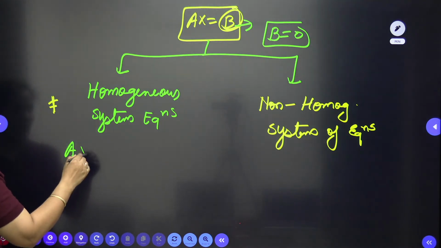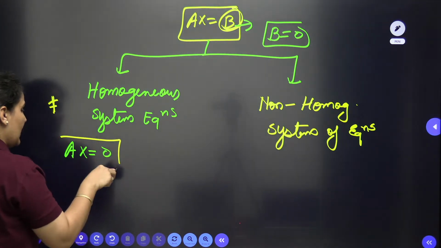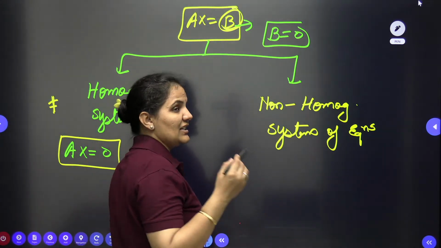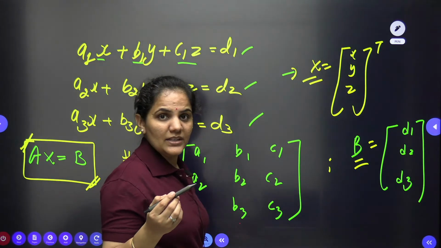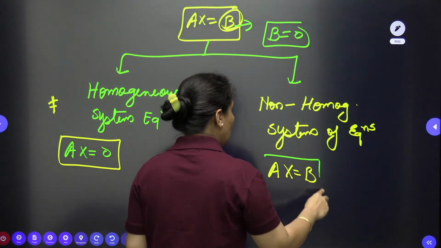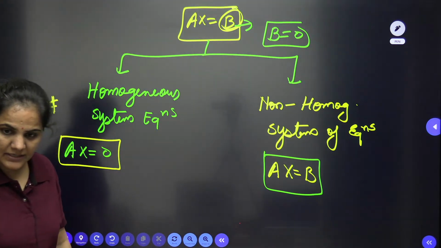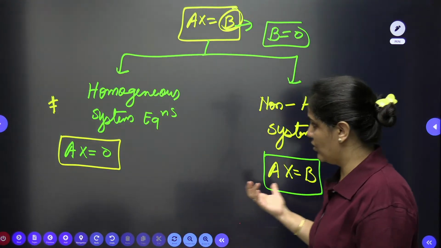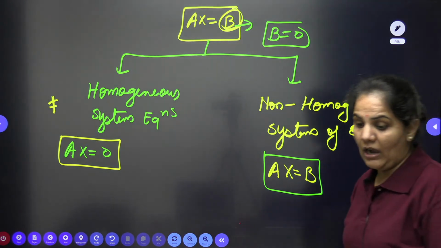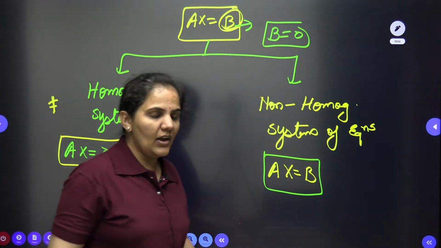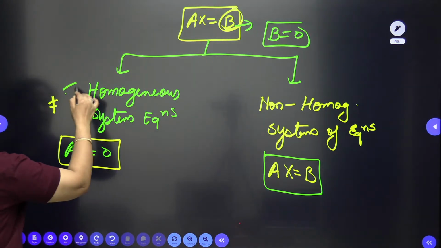So here you can write down, in homogeneous system of equation we are having Ax is equals to 0, means the constant matrix B, which we are writing d1, d2, d3, is 0. And if here Ax is equals to B, this is called the non-homogeneous system of equation. Now here we will talk in detail about what is homogeneous system of equation, what is non-homogeneous system of equation, how to solve, which type of solution we are having, how to find the solution, everything here we will discuss. So let's start from the homogeneous system of equation.